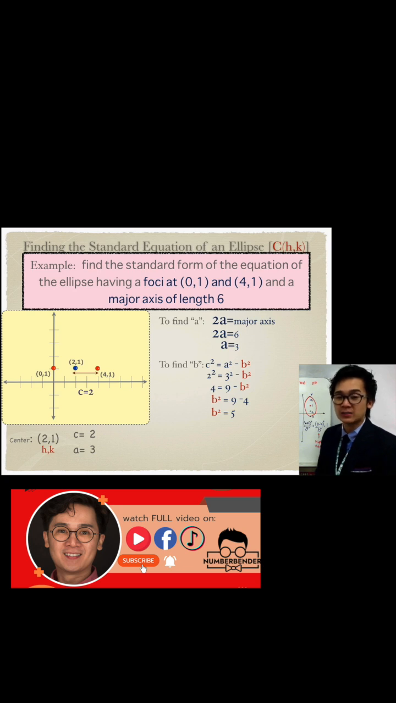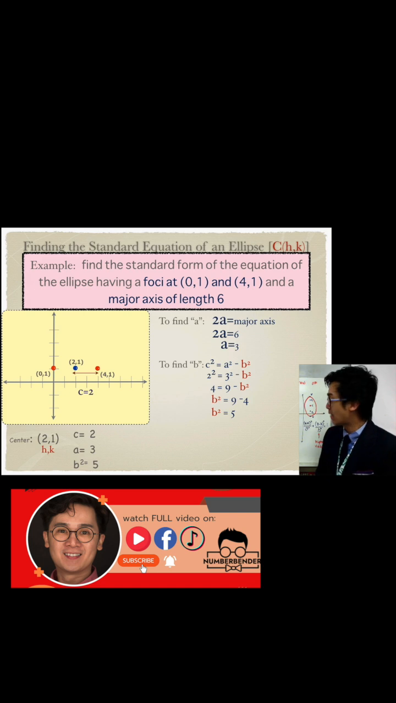So we'll just leave it as that. So now we have c is equal to 2, a is equal to 3, and b squared equal to 5. Now, we remember that the equation of an ellipse is (x minus h) squared all over a squared plus (y minus k) squared all over b squared equal to 1.